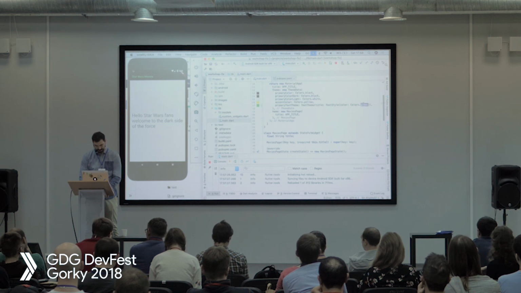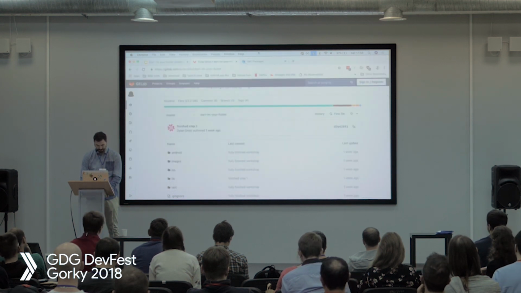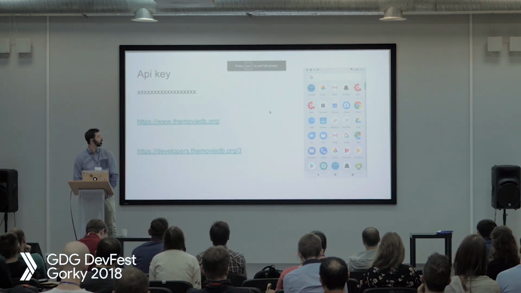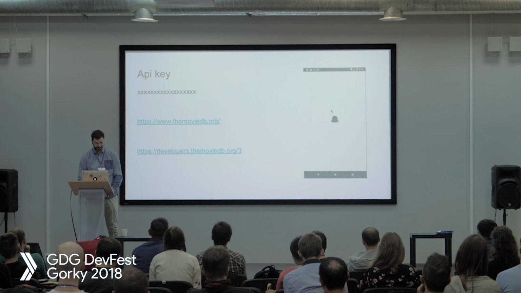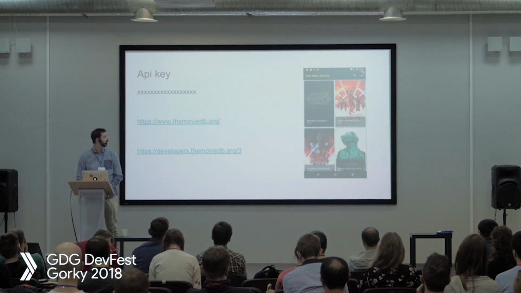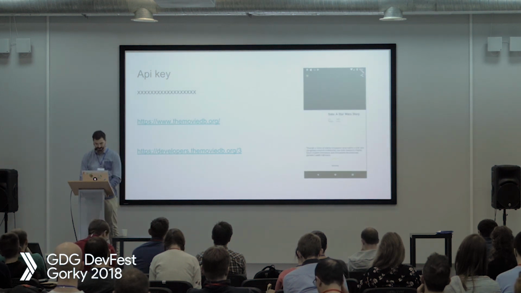Basically, we now have just the simple text, but what we're going to do is we're going to create an application that will show us a list of Star Wars movies, like here. It will get movies from the movie database, show them in a grid list, and then if you click them, it should open an information screen which has the information about the movies.